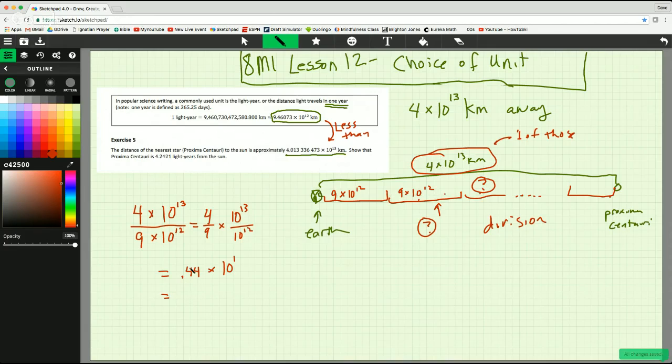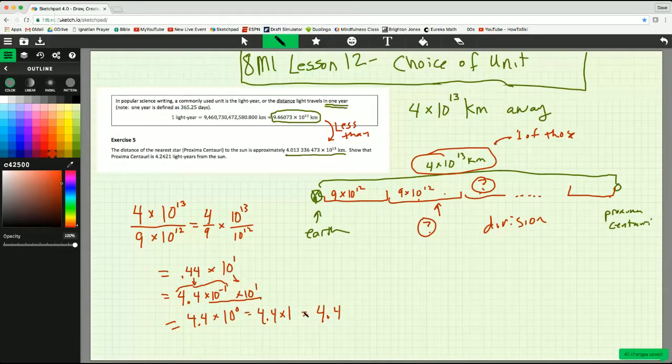And remembering how we do our conversion, if you have some other way of doing this, great. I like to convert this into this number and then carry my 10 to the first down. And then I do my multiplication. Now this is in scientific notation. I get 4.4 times, and then I combine these two. -1 plus 1 is just 0. So this is 4.4 times 1, which is equal to 4.4. So it's about 4.4.